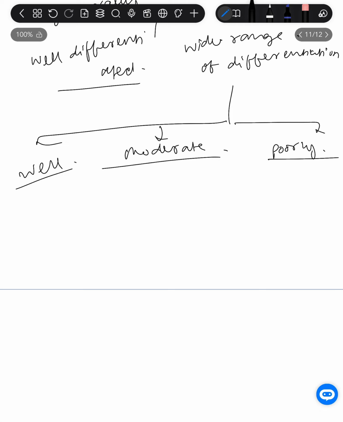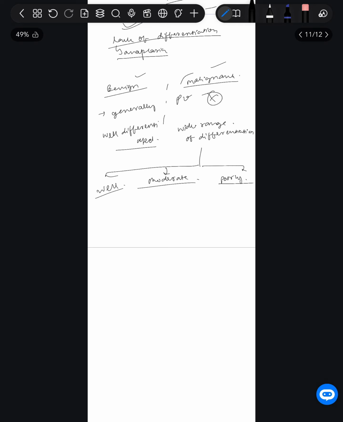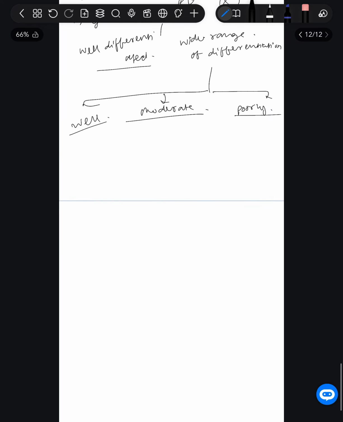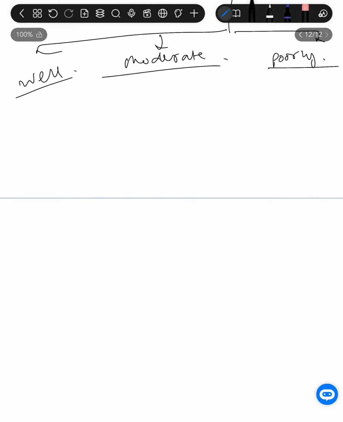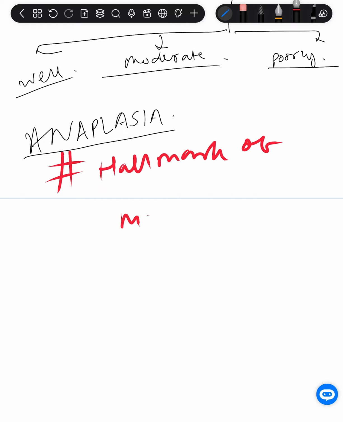Okay, these are the three different types of malignancy. But you know something, there's something called anaplasia that I just told you. Anaplasia is called something else also. You know, there are some things that we give hashtags to. So anaplasia is hashtag hallmark of malignancy. What does this mean?